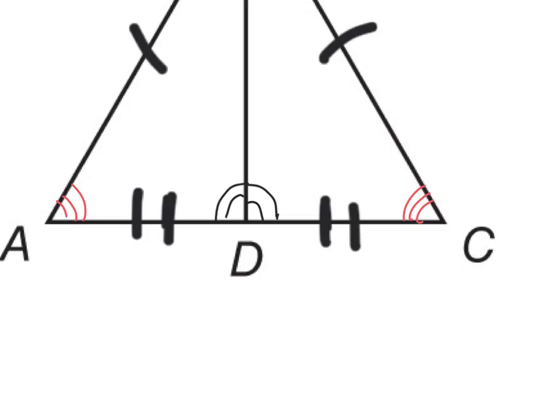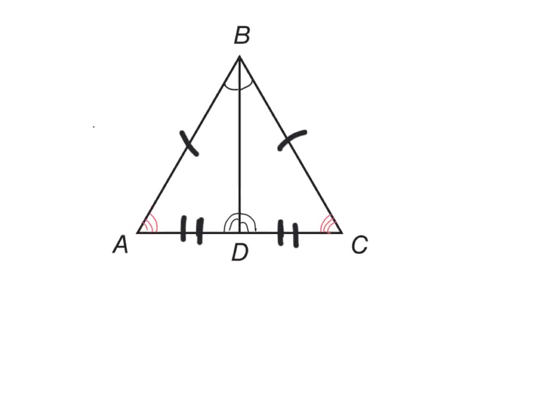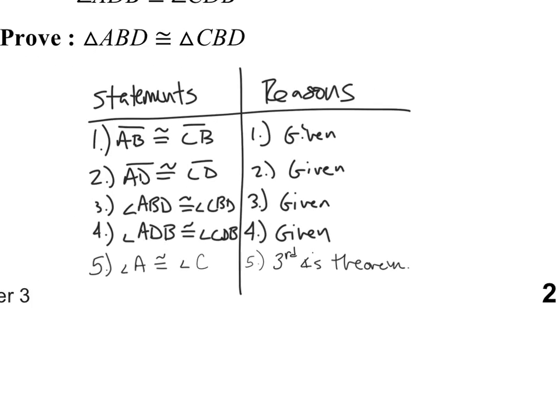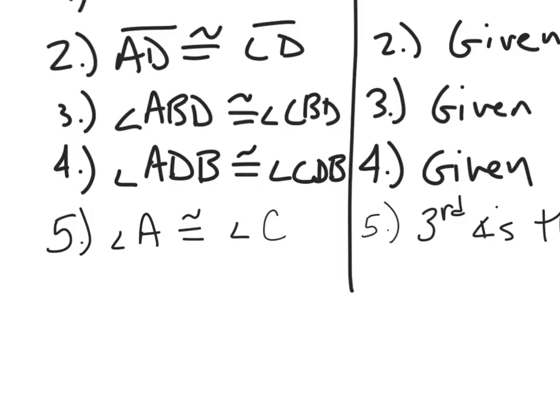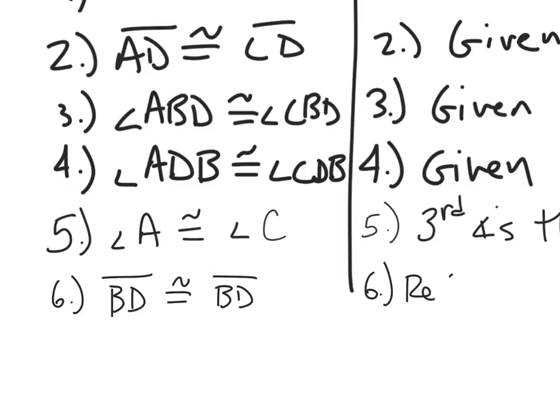Now I've said that all corresponding angles are congruent, and I have two pairs of congruent segments. But the last segment is interesting because it's shared by each triangle, and that's segment BD. In order to make this all work, in my sixth step I'm going to say that segment BD is congruent to itself, segment BD. And that is the reflexive property.